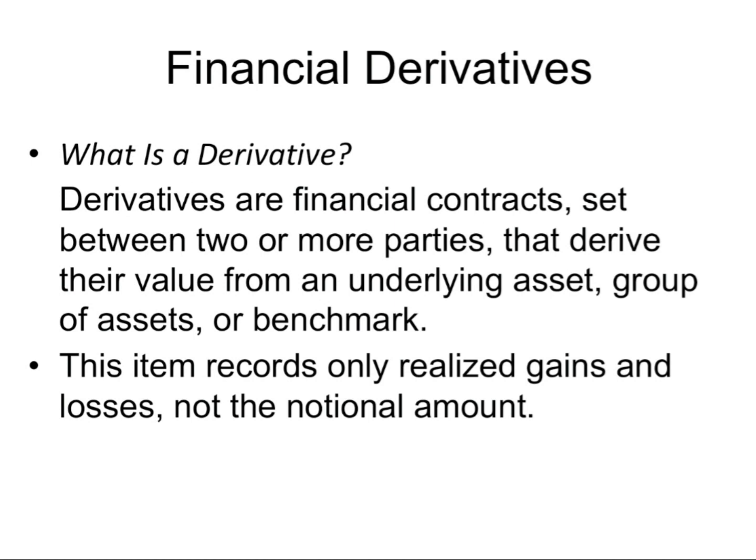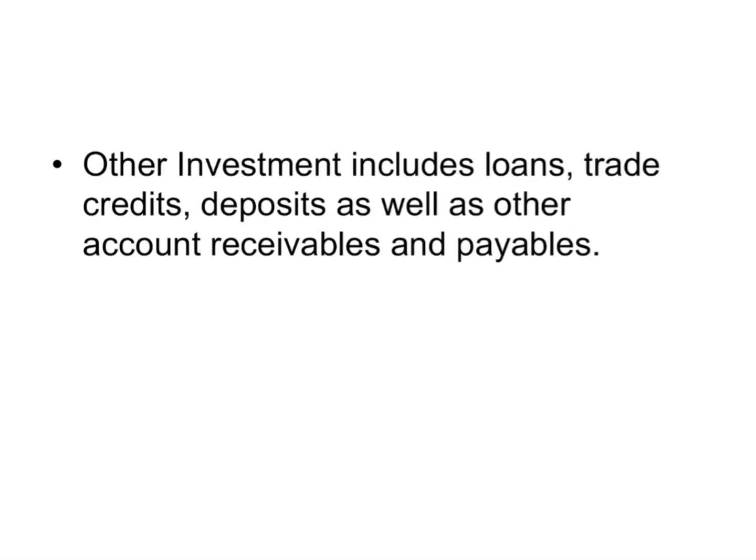What do we mean by financial derivatives? First, what is a derivative? Derivatives are financial contracts set between two or more parties that derive their value from an underlying asset, group of assets, or benchmark. This item records only realized gains and losses, not the notional amount. Other investment includes loans, trade credits, deposits, as well as other accounts receivable and payable.